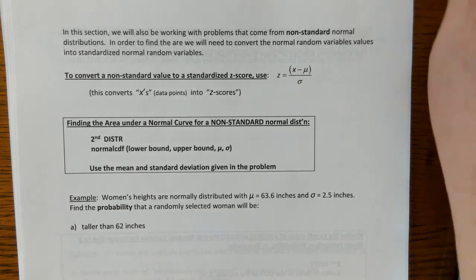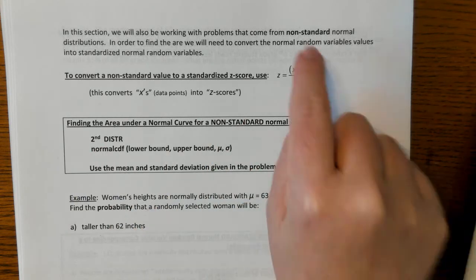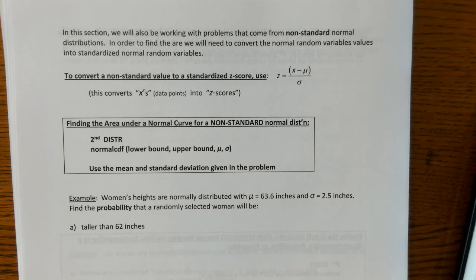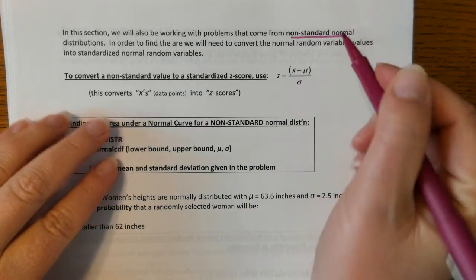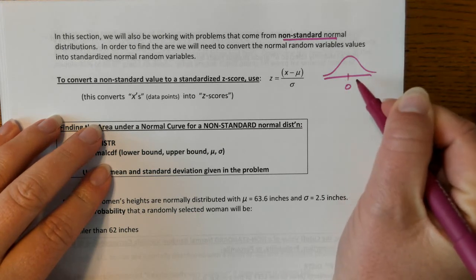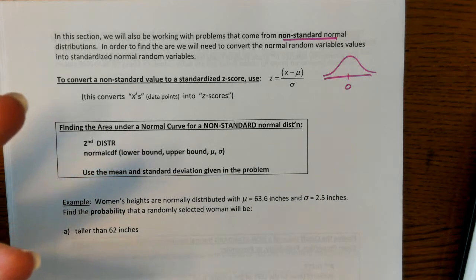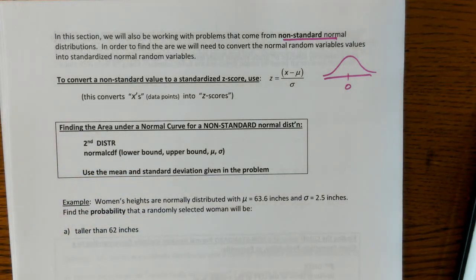So we're still working in 7.2, and this time, instead of being standard normal curves, we're going to be looking at some non-standard normal distributions, okay? So that means our mean is not going to be 0 when we're counting by 1. Our mean is going to be whatever the mean is for that particular set of data, if it's heights or IQs or whatever, okay?